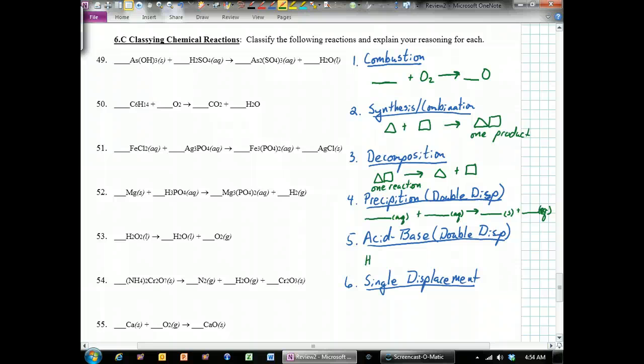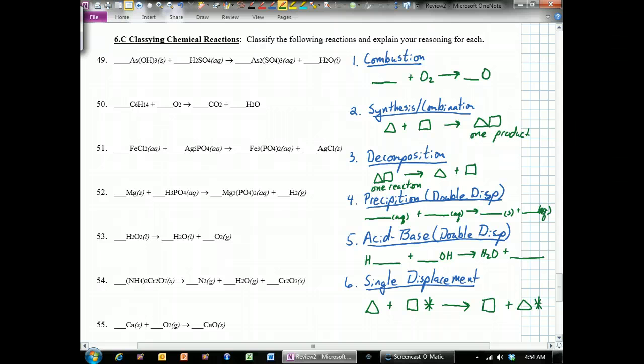How you classify an acid-base reaction is it has one compound that begins with H, and there's usually another compound that ends with OH, and it ends up making water and something else. Single displacement usually has an element and a compound, and what happens is that the element ends up replacing one of the other elements in the compound and displacing it, and that element ends up sticking with the other element in the compound.